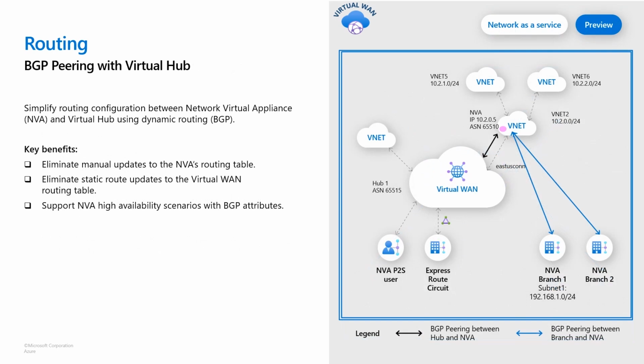The next routing feature is the ability to BGP peer with the Virtual WAN hub. This is a long-awaited feature that customers have asked us for. With this, you can simplify routing. You no longer need to have manual updates to different route tables. You can just simply BGP peer with the Virtual WAN hub, which has the router inside, if your virtual appliance is sitting in a spoke VNet, and enjoy all the routing capabilities.